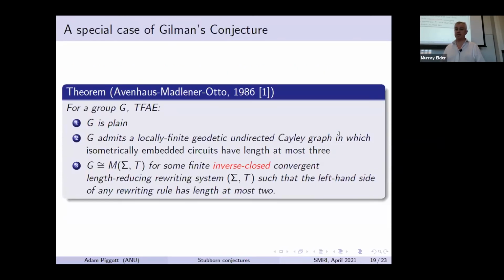So in 1986, a special case of Gilman's conjecture was proved. But what's special about the case is that it insisted on the inverse closed generating set. Gilman's conjecture wasn't posed with that restriction. Remember, Gilman's conjecture is the one where the right-hand sides have length 1.